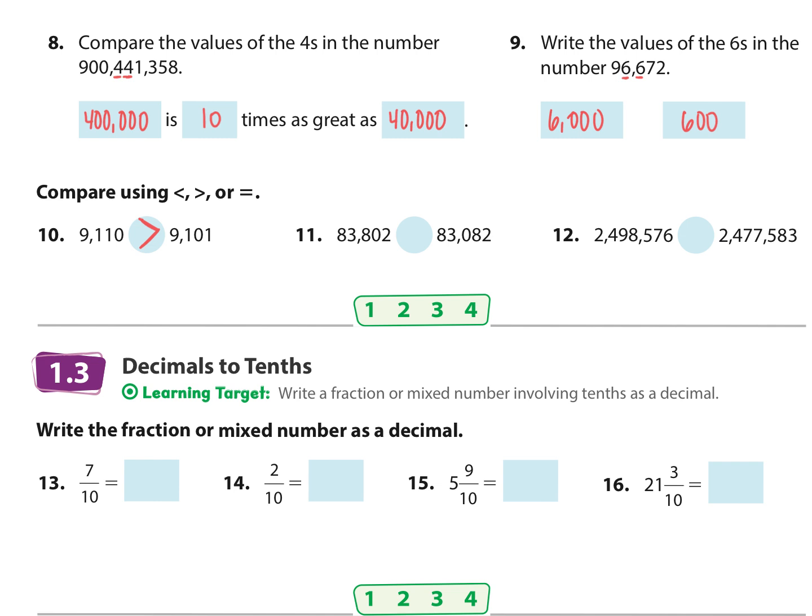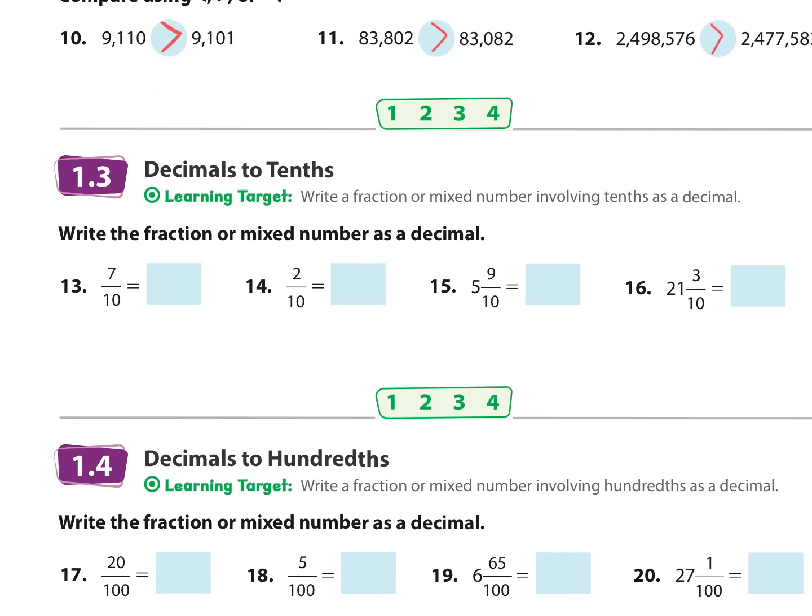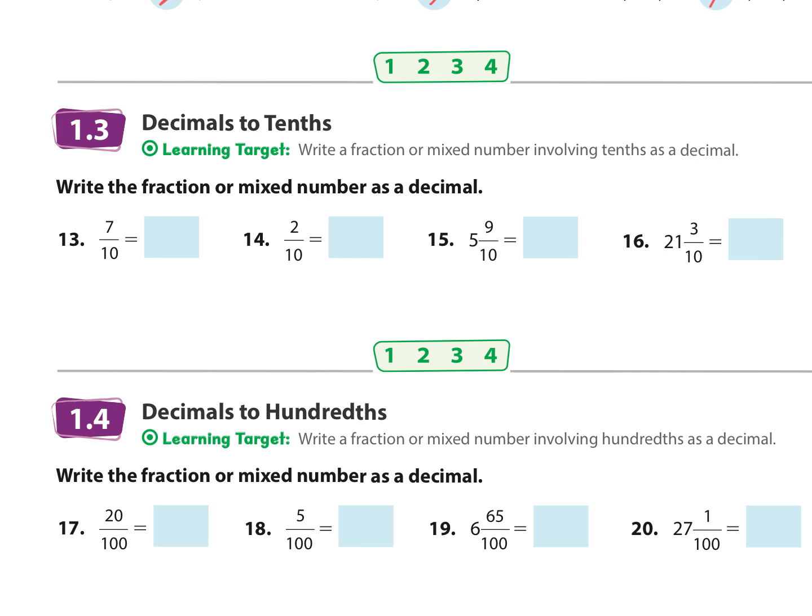Okay, what did y'all get on number 11? Greater than or less than or equal to? Greater than, because 802 is greater than 82. Number 12 should be what? Greater than, because 498,000 is more than 477,000. Okay, number 13, what's the decimal look like? 0.7, 0.2, 5.9, and 21.3.